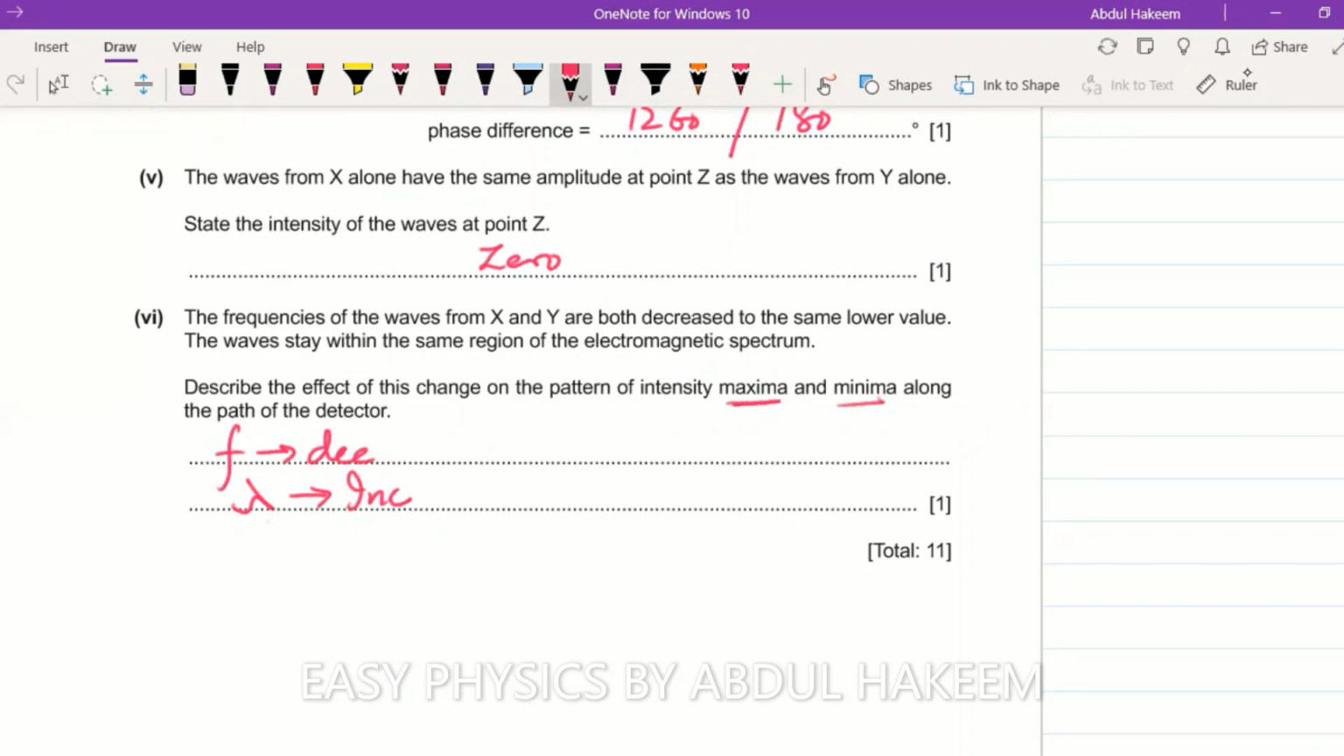When the wavelength increases, according to the formula x is equal to lambda D over a in the interference, when this lambda increases, the spacing between the fringes increases. Thus, there will be an increase in the distance between maxima and minima. So the distance between two consecutive maxima, the distance between two consecutive minima, and also the distance between maxima and minima will increase, meaning the spacing increases.